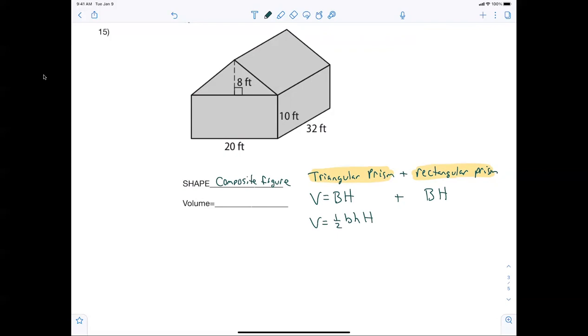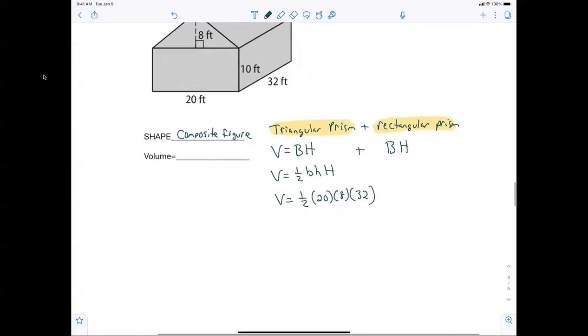All right, so I want everybody to look at the triangle and tell me what the base of the triangle is. And what's the height of the triangle? And then what's the height of the prism? That's right, 32. I'm proud of you. So now go ahead and multiply that out, please. And so the volume of the triangular prism is what? 2,560. Does everybody agree with that?